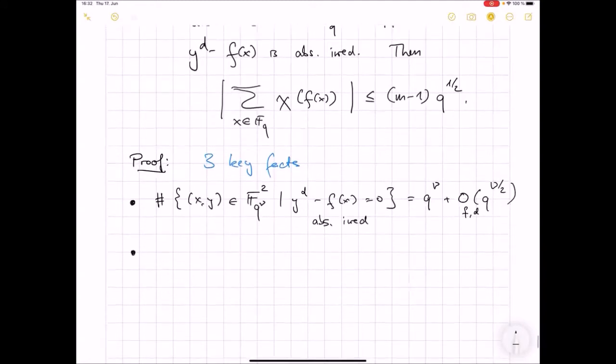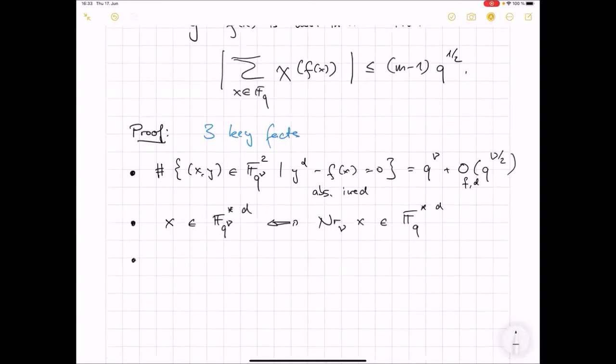Key fact number 2, that's a very simple fact. That's something we had in the very first lecture. A number x is a dth power in Fq^ν star if and only if its norm down to Fq is a dth power in Fq.